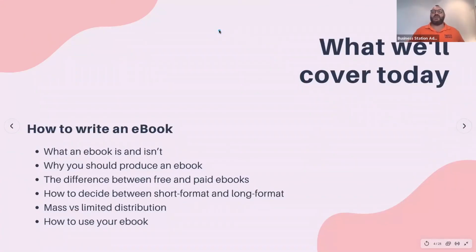What we're going to cover today is what an ebook is and what an ebook absolutely is not. Why you should be producing an ebook. What are some of the ideas that may come about for why you may want to do that. And also the difference between free and paid ebooks. So you might want to go down the path of just giving them as a part of your sales funnel. For instance, if you're taking email addresses to connect them through to a sales process. How to decide between short format and long format. That might depend on what your objective is, whether it's something for marketing or whether you're going down the path of an actual paid book that you want to put a lot of time and effort into. We look at mass and limited distribution and some of the variations of that, and some really smart ideas on how you may want to use your ebook in the future as well.